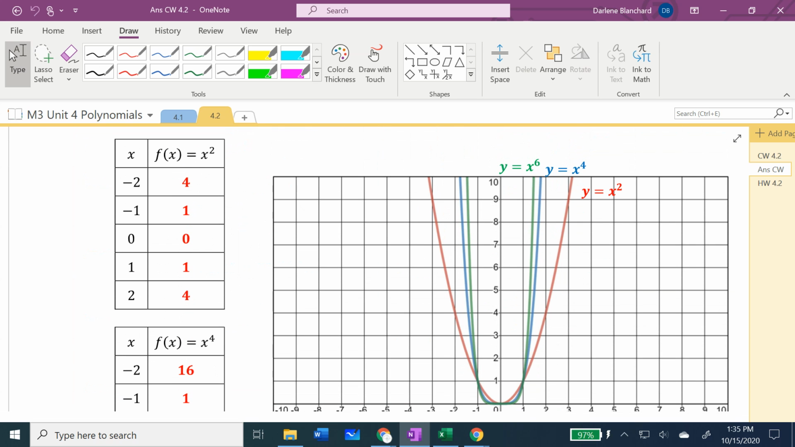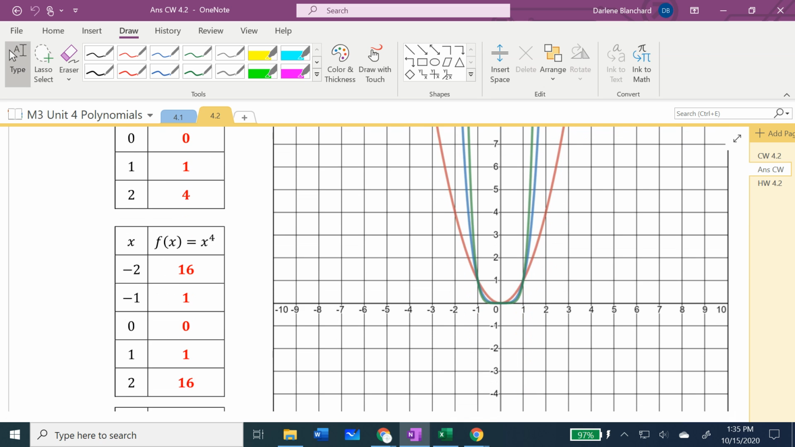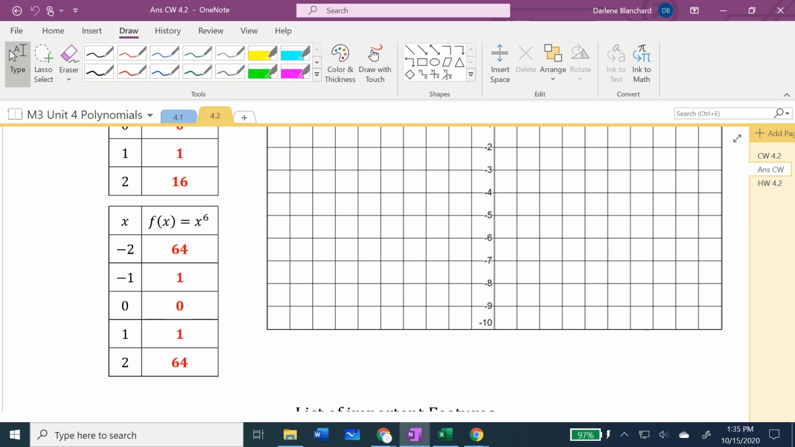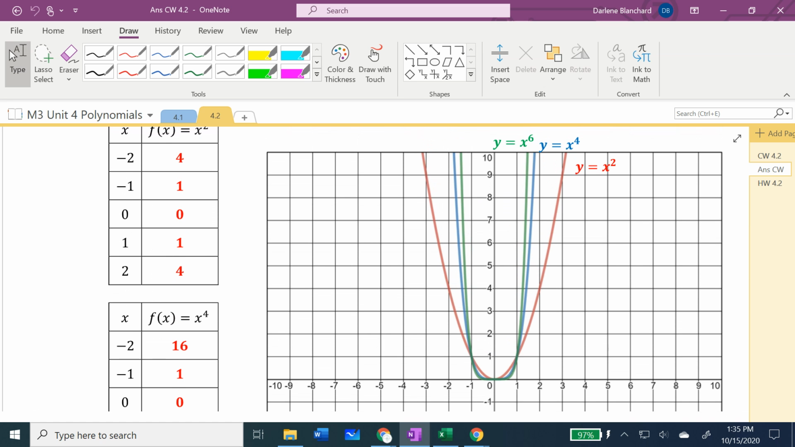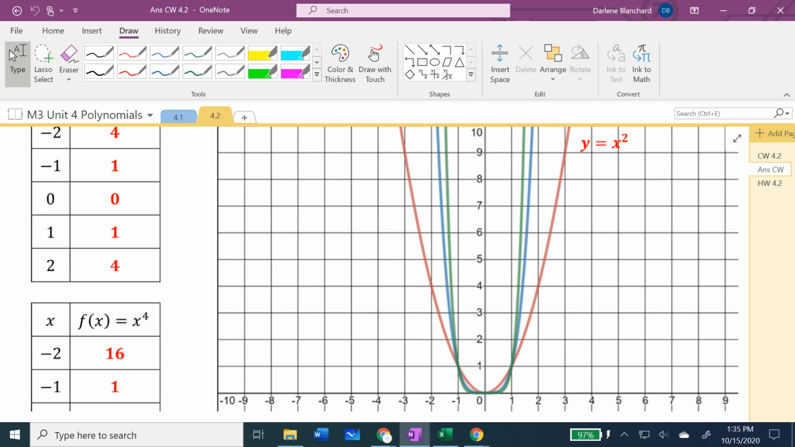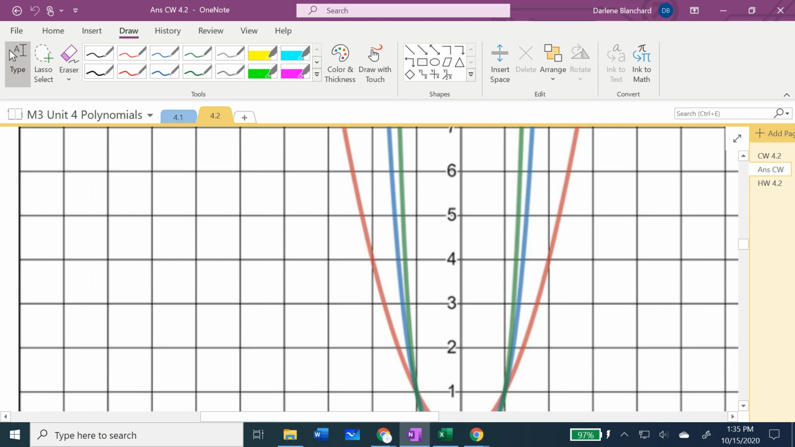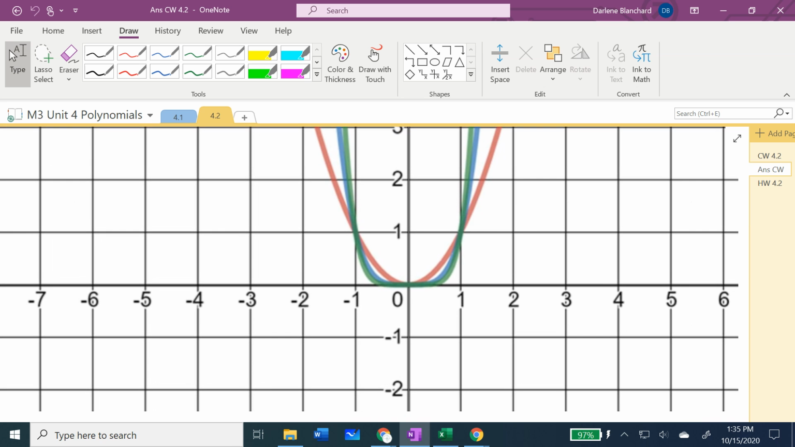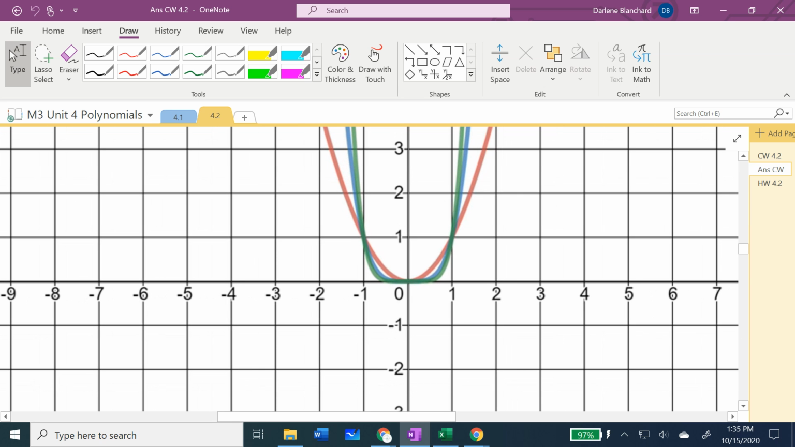And here's what they genuinely look like. And anything that you don't get written down in notes, it is posted on the classwork. If I'm going to hit 64 for x equaling +2 and -2, how steep is that going to make x to the 6th go? And I just want you to see how they get boxier the higher the degree.